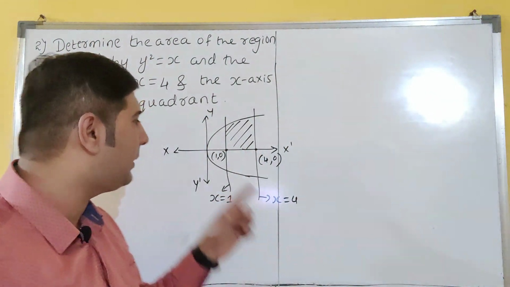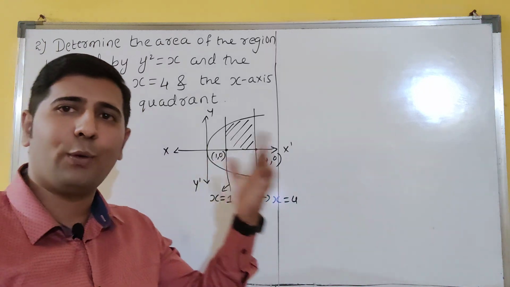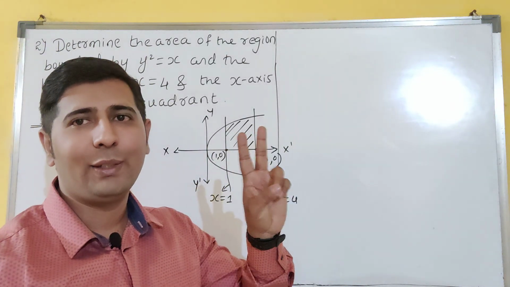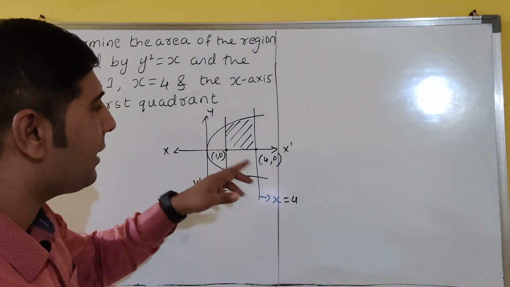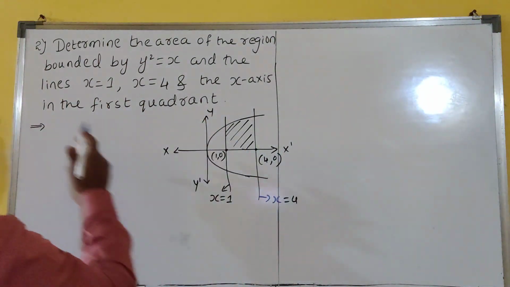If he had not mentioned it, I would have taken this also, and I would have multiplied the required area by 2. But here it is not required because he has mentioned only first quadrant. This area is not required. So now from where to where we have to find.